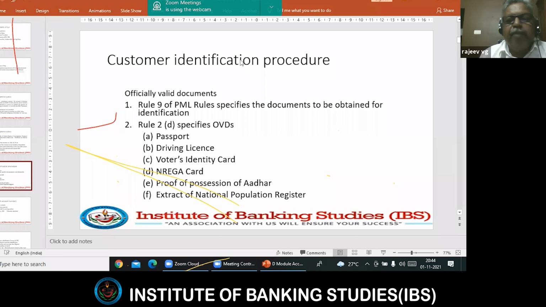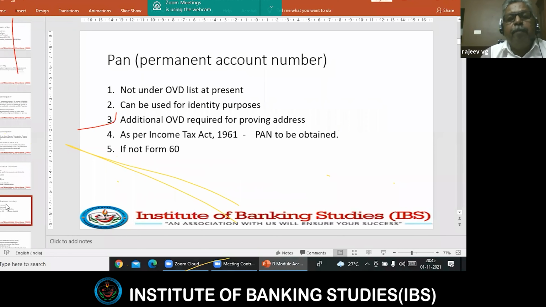No, sir. PAN is not an OVD. Ration card is not an OVD. PAN is not under the OVD list at present. The Reserve Bank may update the list of OVDs by means of a circular, but presently we have only the six OVDs. PAN is not in the list of OVDs, but it can be used for identity purposes. An additional OVD may be required for providing address. PAN card does not have an address. That may be the reason why it has not been included.